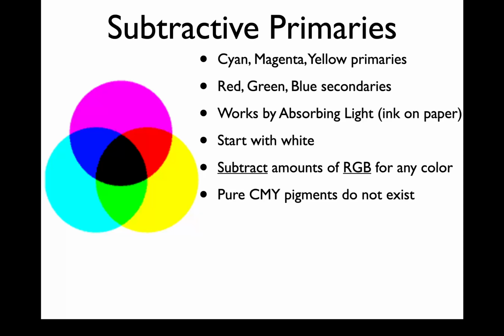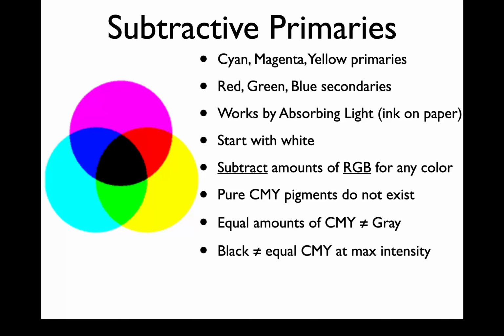Pure CMY pigments do not exist. Equal amounts of CMYK do not equal gray. That's why we don't work in CMYK in Photoshop. Black is not equal to CMYK at the maximum intensity. This is why they have to have K. K actually stands for black ink. The reason they don't use a B for black ink is because people confuse it with B, which stands for blue. So K represents black ink.